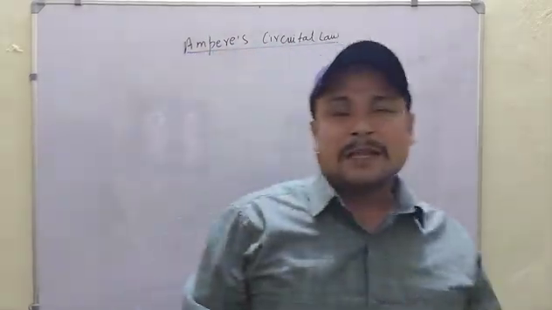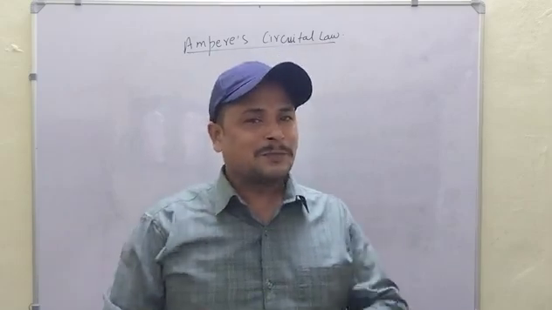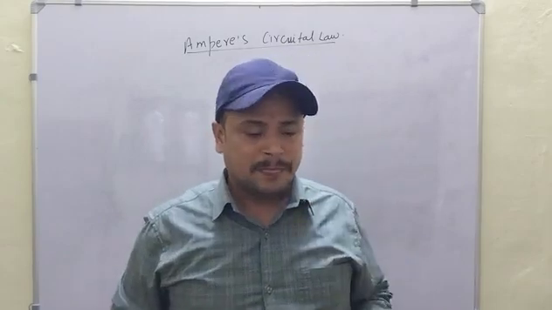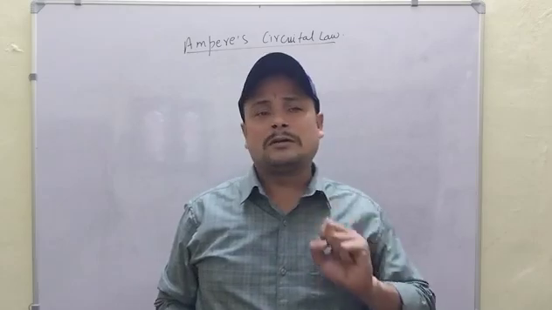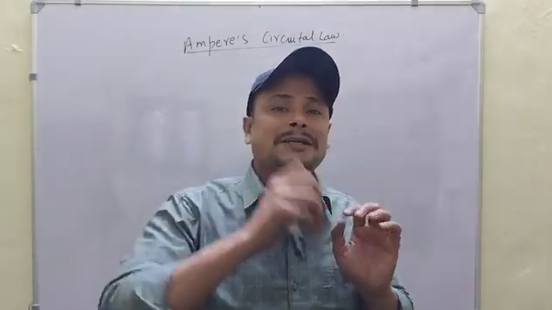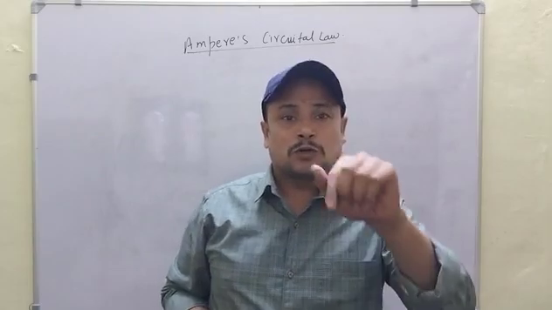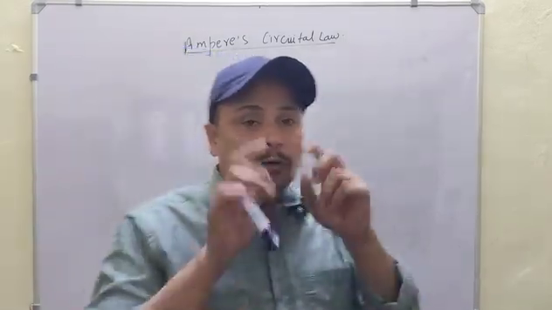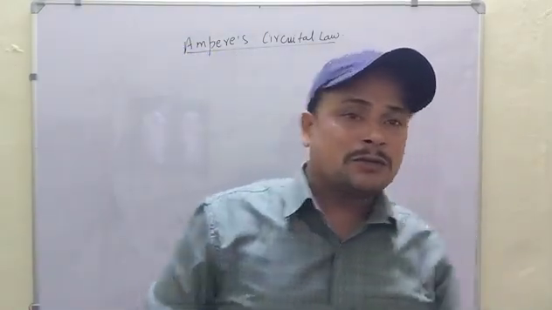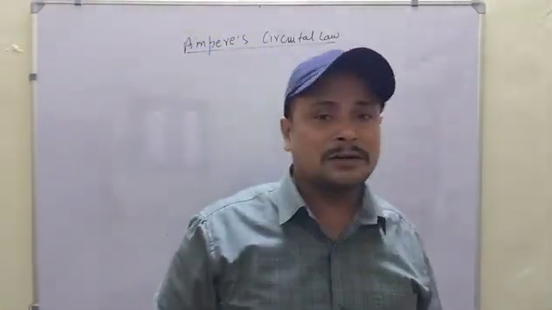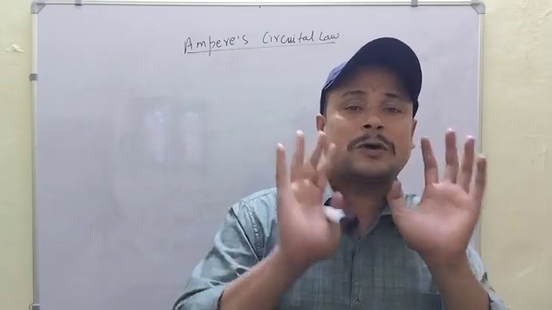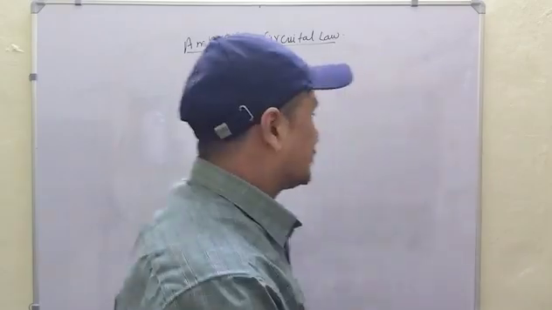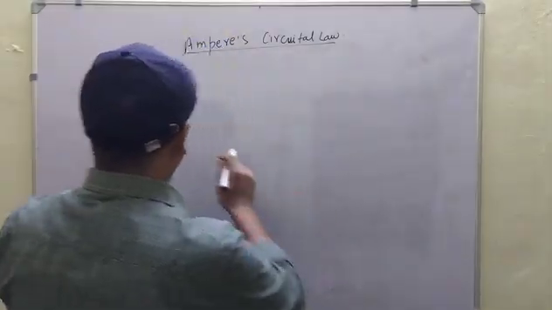We know that if we take any current carrying conductor, it will produce a magnetic field surrounding it. Okay, so what will the magnitude of the magnetic field be? To find the magnitude of the magnetic field due to a current carrying conductor, we will use this law, Ampere's circuital law. This law is used only to find the magnitude of magnetic field intensity. So how do we find the magnetic field?